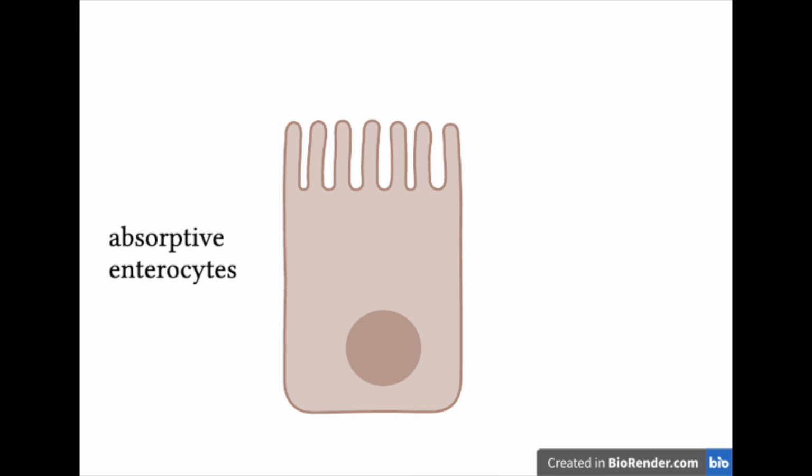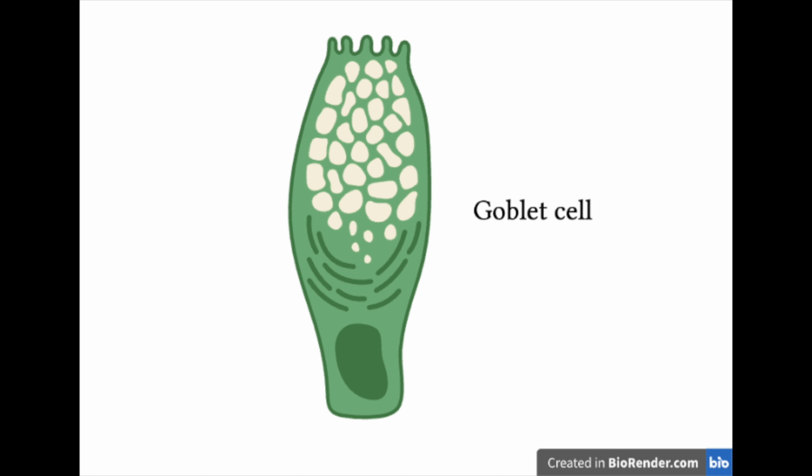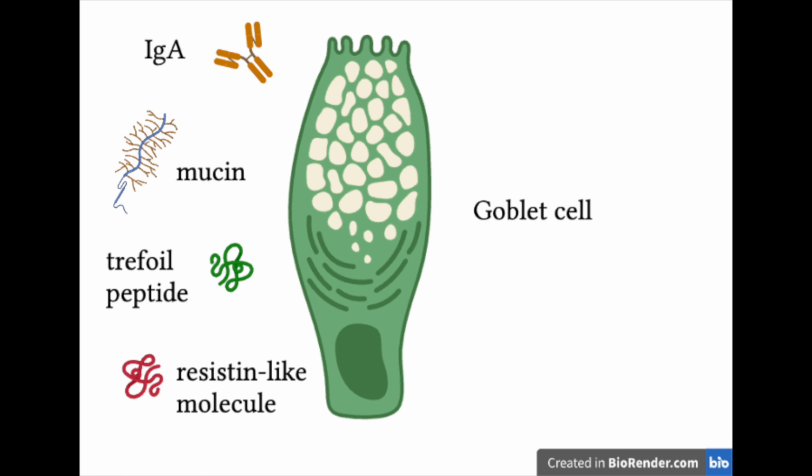Absorptive enterocytes are the most abundant epithelial cells. They do as their name sounds, absorb nutrients. Goblet cells secrete mucins, among which mucin 2 is the most abundant, which prevents adhesion of bacteria on epithelial cells. Goblet cells also secrete molecules that are central to both defense and repair of the epithelial layer, including IgA, mucus, trefoil peptides, and resistin-like molecule beta.